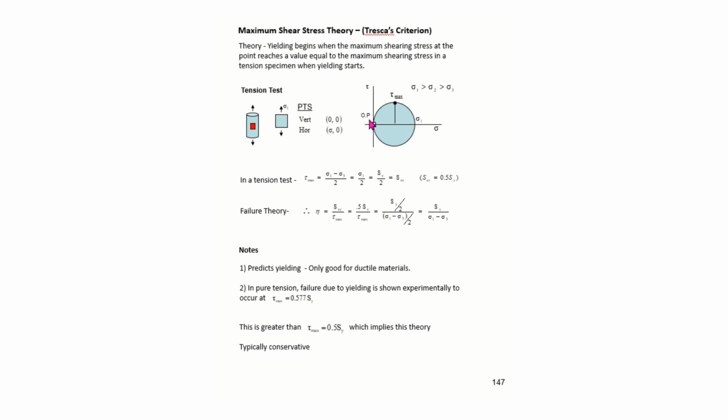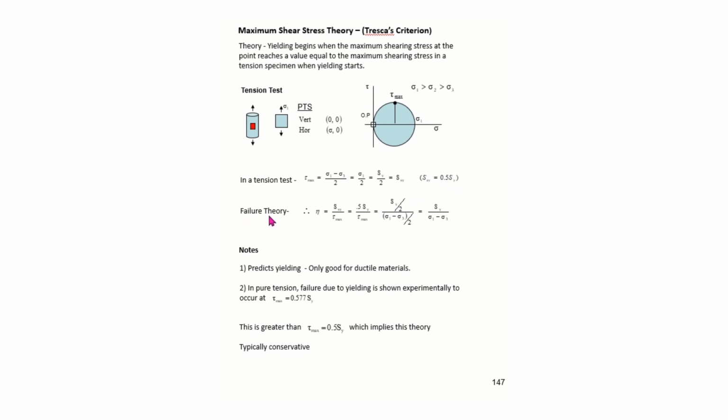This is my origin of planes. Now we can see that the radius of this circle will actually be half of sigma 1. And that is exactly what this failure theory predicts. So in tension, we have tau max is sigma 1 minus sigma 3 divided by 2. Sigma 3 in this case is 0, so I have sigma 1 divided by 2. Then if I let sigma 1 be the yield strength, I get SY divided by 2, and we commonly call this SSY. So SSY is 50% of SY.